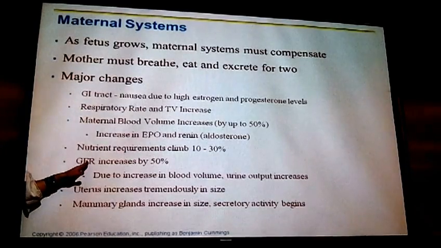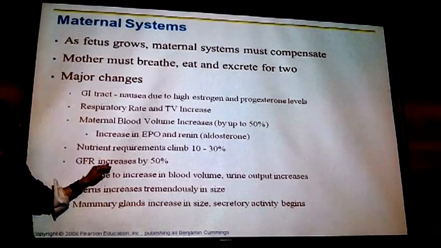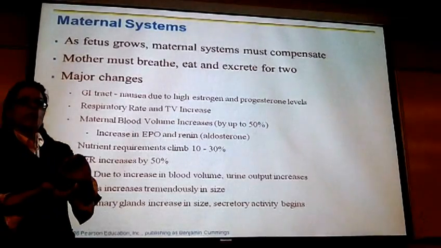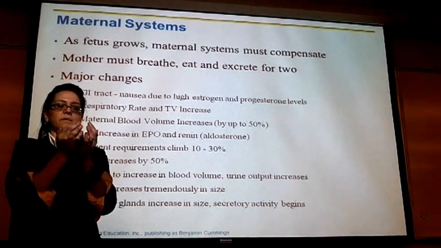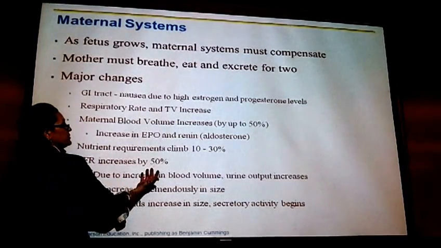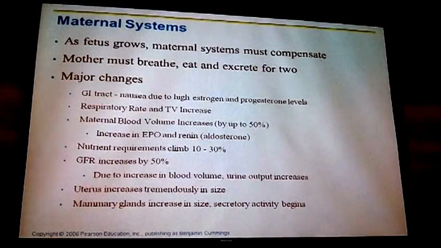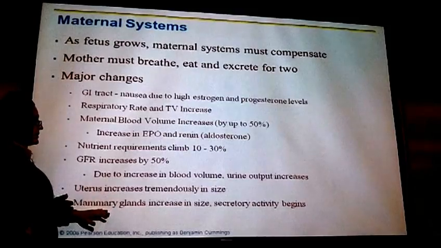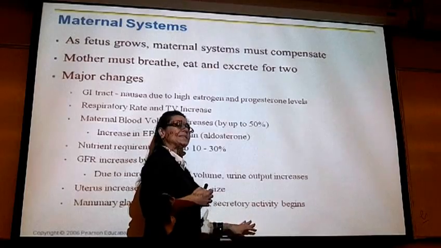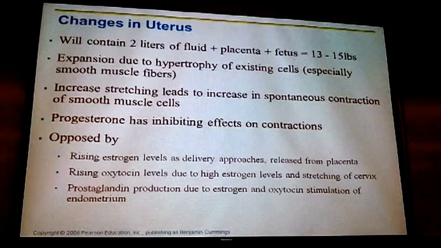And this is one of the major reasons that pregnant women are urinating so frequently, because they literally are producing more filtrate, and the uterus is pressing down on the bladder, and so the bladder is essentially smaller. You can't hold as much. So you can't hold as much, but you're producing a lot more urine, so you're going to be urinating very, very frequently. Obviously, the uterus is going to increase in size. The breast tissue also will increase in size. And as the pregnancy continues, then the secretory activity of that tissue will also increase to prepare for milk production.